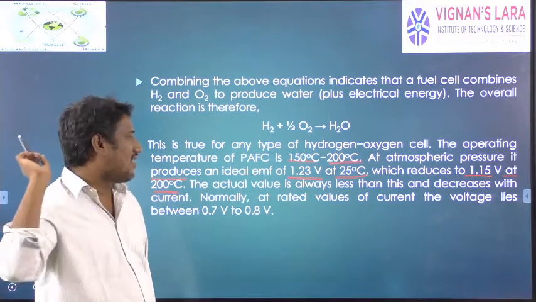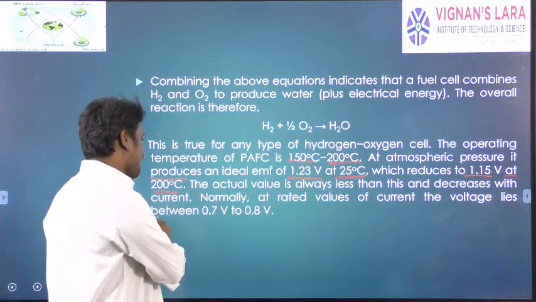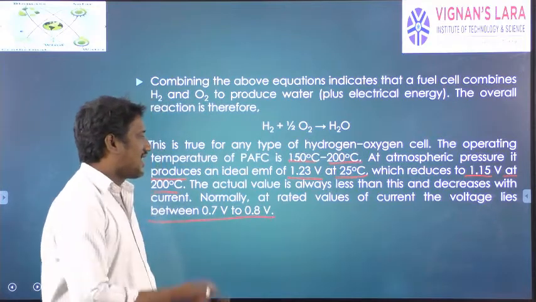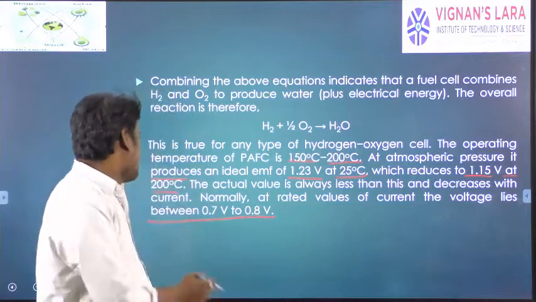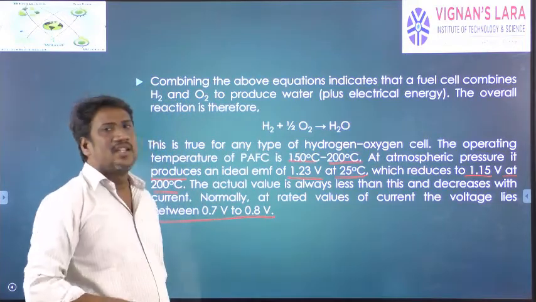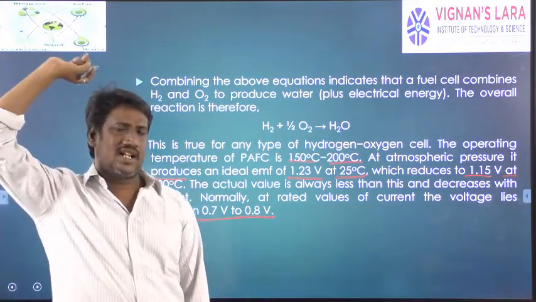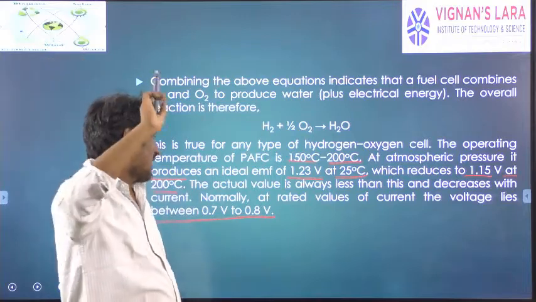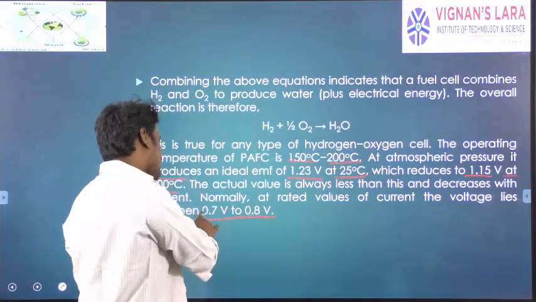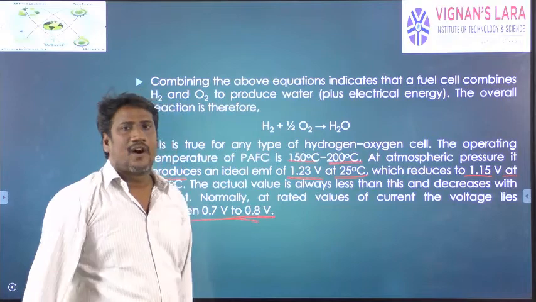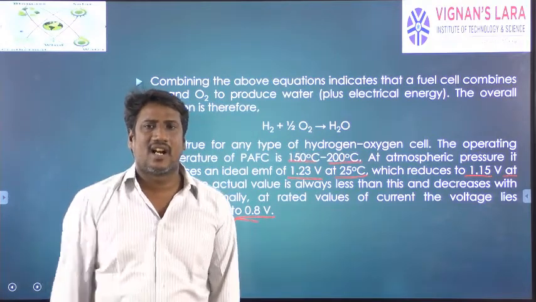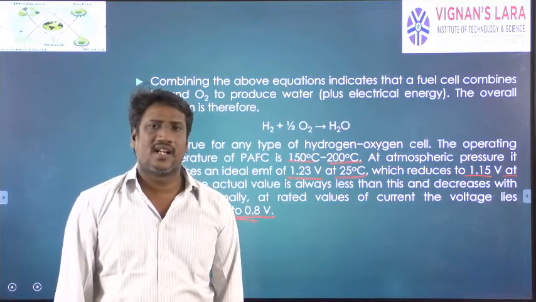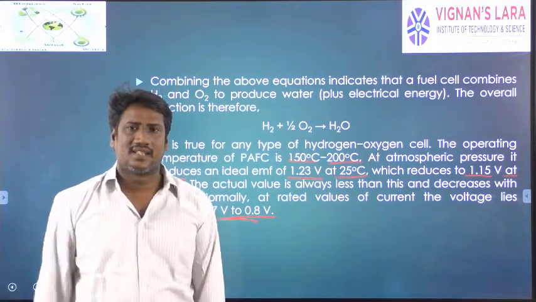Normally, at a rated value, the voltage lies between 0.7 to 0.8 volts. Generally at normal 25 degrees, it is 1.23. If the temperature is at 200 degrees centigrade, it will be 1.15. So at a rated current, you will have a voltage around 0.7 volts to 0.8 volts. This is the basic concept regarding fuel cells. Thank you very much.